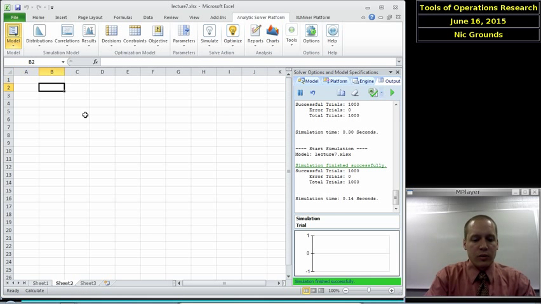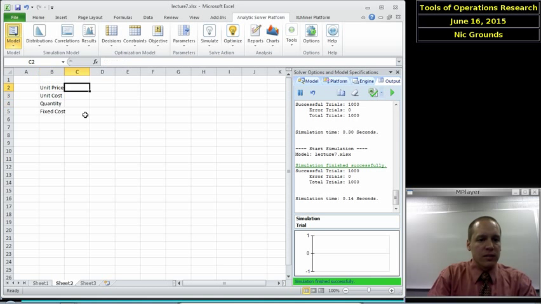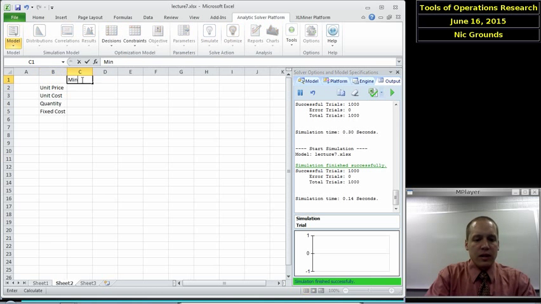All right, so we'll say we had our unit price, unit cost, our quantity, and our fixed costs. And for some of those we had a min and a max. For some of those we had an expected value, and for some of them we have a standard deviation.